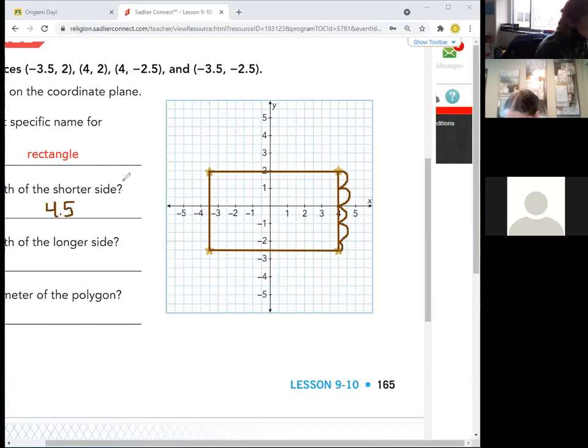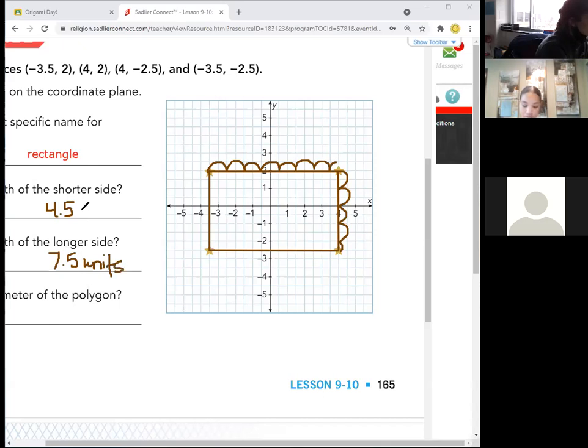What about for that longer side? This is going to be 1, 2. Make sure you're going by 2 unit blocks here, 2 unit jumps. 3, 4, 5, 6, 7.5. Do you see 7.5? Do you agree? Yes. 7.5. So I'm going to put 7.5 units.